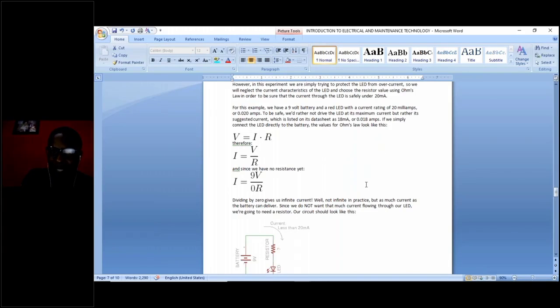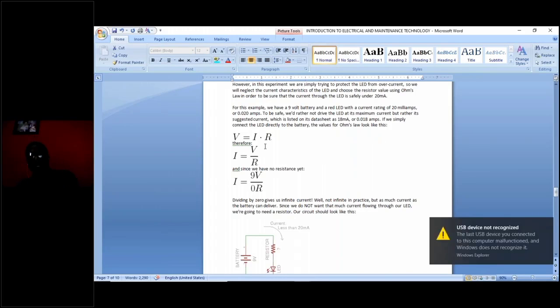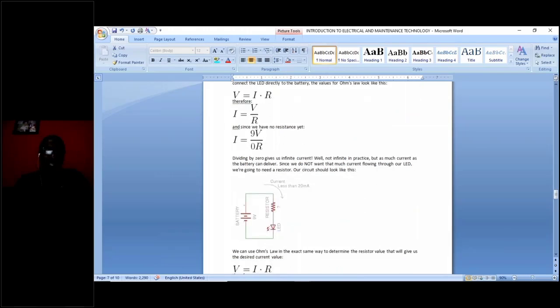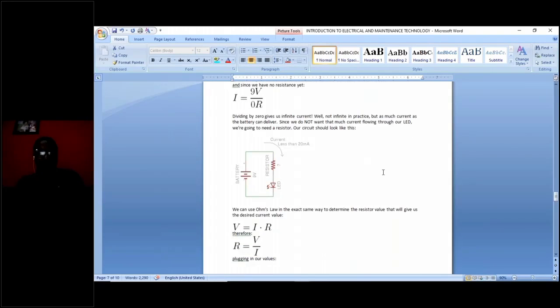So if you simply connect the LED directly to the battery, the values of ohms will look like this. V equals IR. That means I equals V over R, that's the current. And since we have no resistance yet, current equals 9 volts over 0. Dividing 9 by 0 gives an infinite current. Well, there's nothing like infinity in the normal sense in electricity, but it is as much current as the battery can deliver. Since we do not want the current flowing through our LED to go beyond our normal rating, we are going to need a resistor to help us resist the amount of current to our required rating.